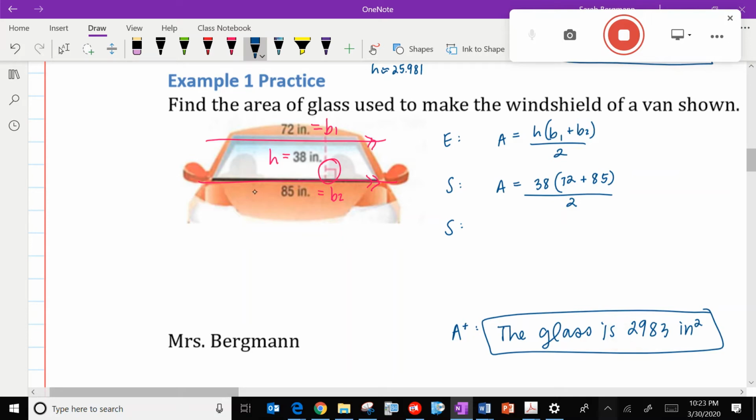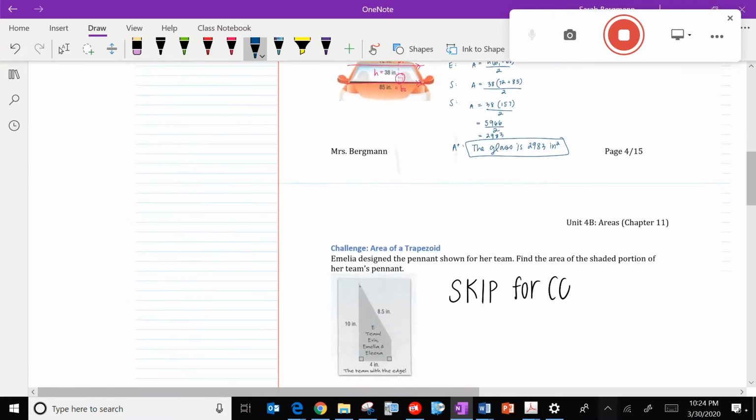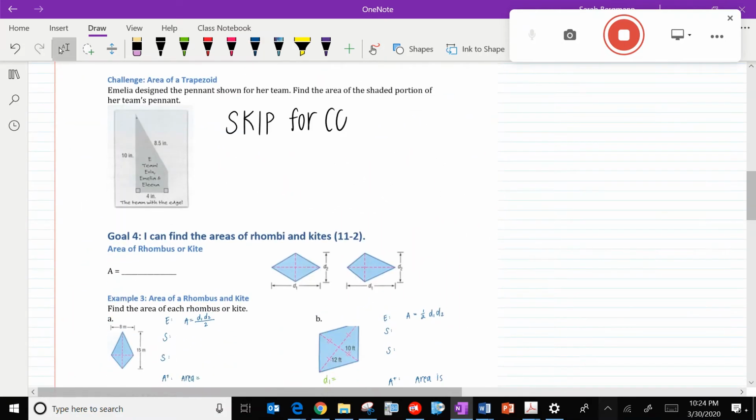Now to solve, it's just like what we did the other day. So you have to add inside the parentheses first. So that's 72 plus 85, that's 157, divided by 2. Now we can multiply our numerator together first. That's 5,966 divided by 2, which is where we get the 2,983. And then we just need to add units and explain our answer. All right, go to the next page, please.